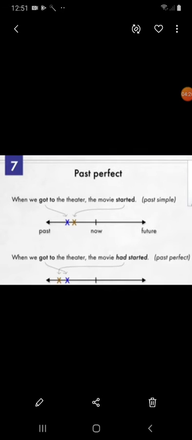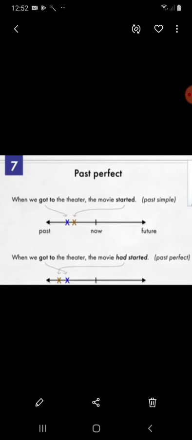When we got to the theater, the movie started. So there are two past actions here: going to the theater, which means we arrived there, and the movie started. All right. So you can see in the timeline that we got to the theater first, and then right after that the movie started playing. Okay. But what about this sentence, when we got to the theater, the movie had started. That means the movie started before we got to the theater. So the movie started first, then we arrived. This is the past perfect tense.